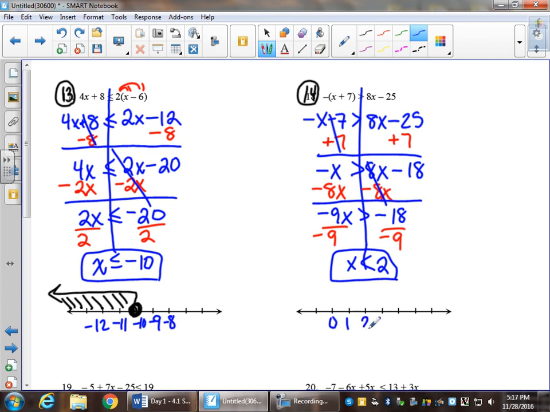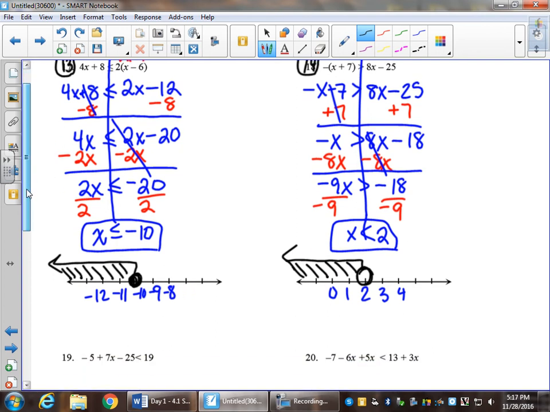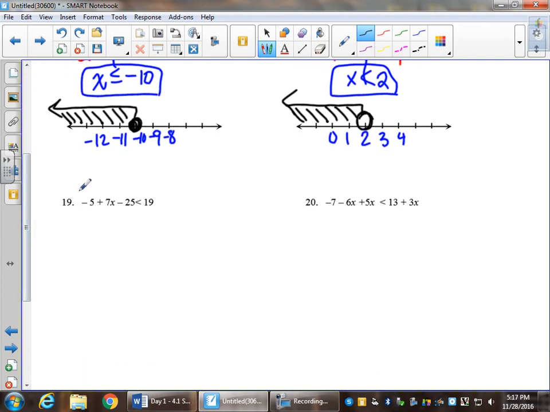So let's get some numbers on the number line. 0, 1, 2, 3, 4. Open or closed on 2? It will be open, and less than is left. This is 15.